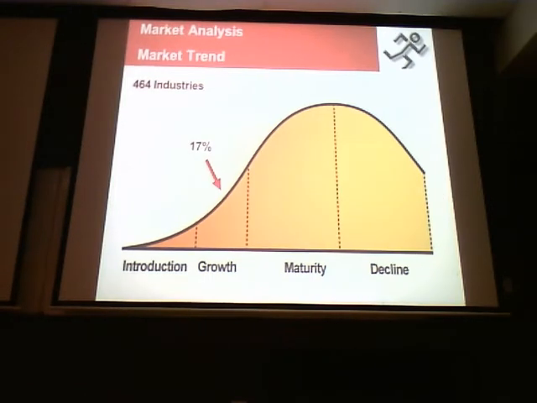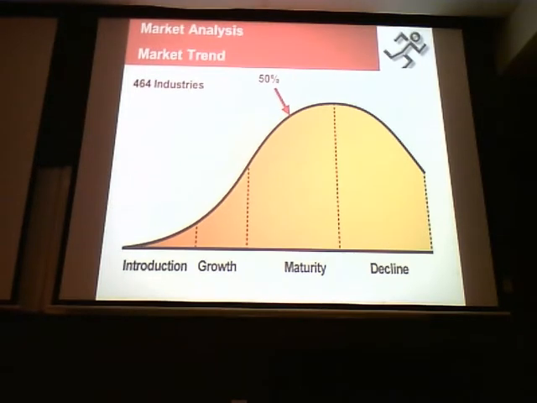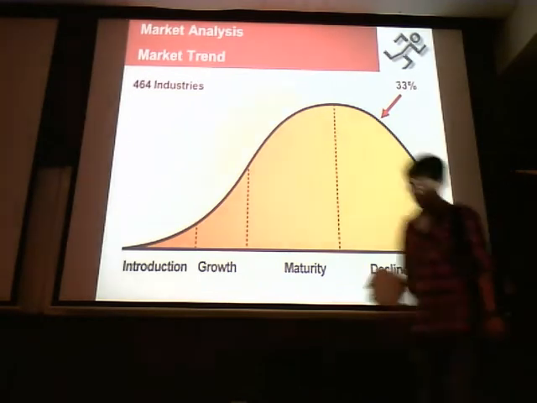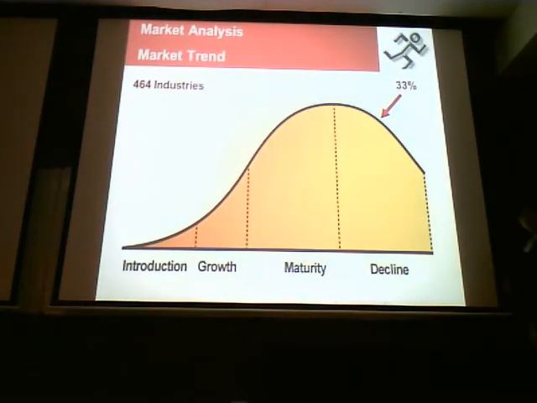About 17% of those 464 industries are in growth phase, and about half are at maturity in Australia, and indeed the world. It's not just an Australian thing, it's the world too. And about a third of them are in decline. So they're the older industries that are dying.